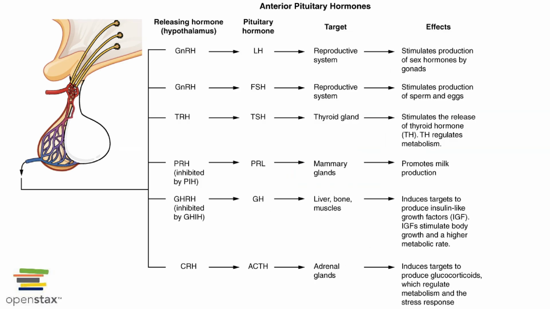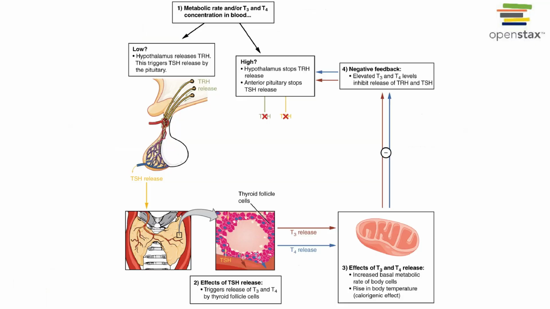One example is thyrotropin-releasing hormone, or TRH. TRH is produced by the hypothalamus and travels through the hypophyseal portal veins to the anterior pituitary. There, TRH binds to receptors and stimulates the release of thyroid-stimulating hormone, or TSH. TRH stands for thyrotropin-releasing hormone. TSH stands for thyroid-stimulating hormone. TSH stimulates the thyroid gland to produce thyroid hormones, T3 and T4. These hormones increase the metabolic rate of the body.